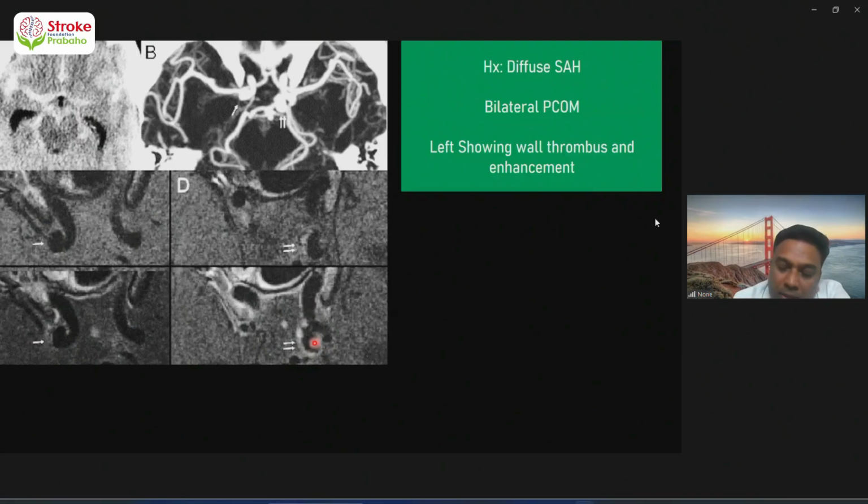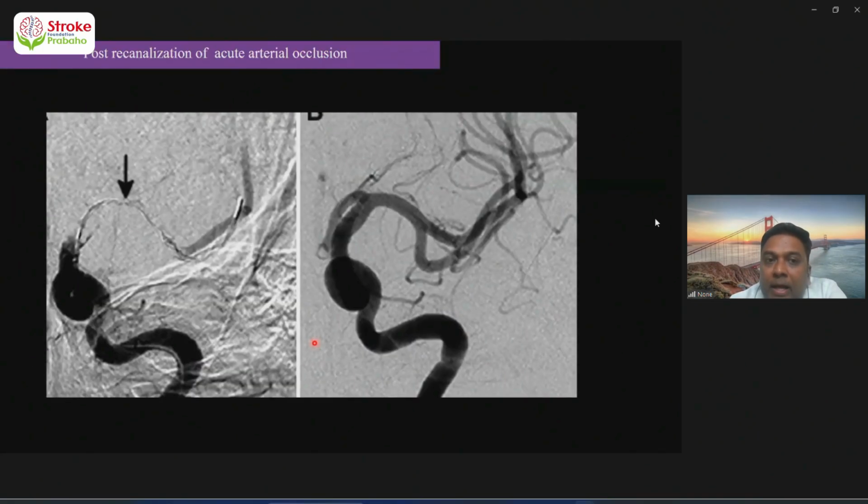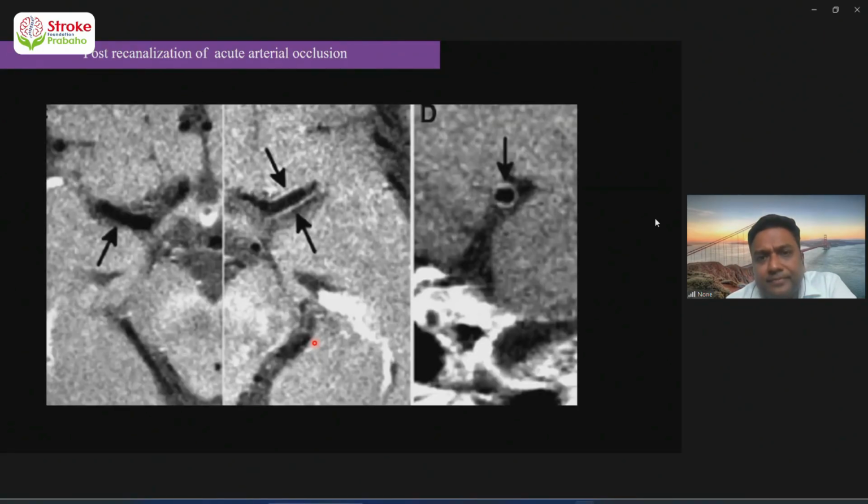So in multiple aneurysms in patients with subarachnoid hemorrhage, it has been of help. And we have seen this arterial wall enhancement post-intervention also, meaning that there is endothelial denudation or disintegration post-stent deployment. So this is the wall enhancement that we have seen in patients who have undergone thrombectomy.